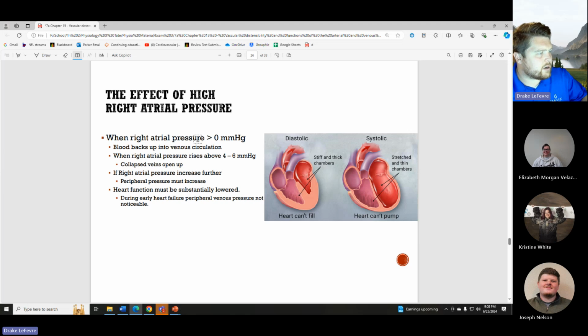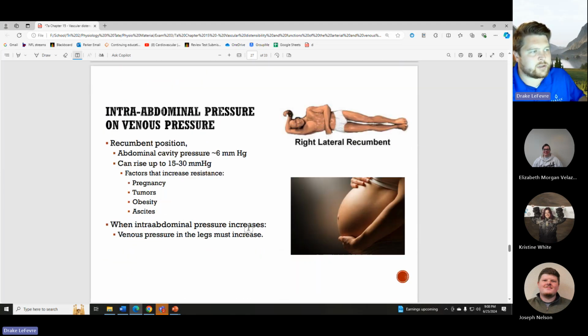So increase that pressure on that side. Blood can't get in as easily. Blood gets pushed the wrong direction. And that's what I was talking about when I talked about those issues with the liver and all that kind of stuff.